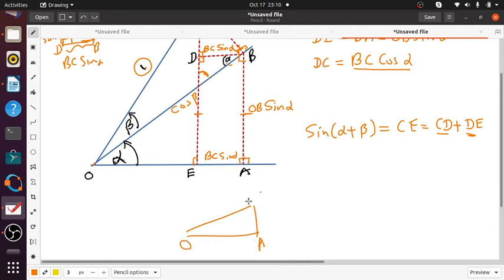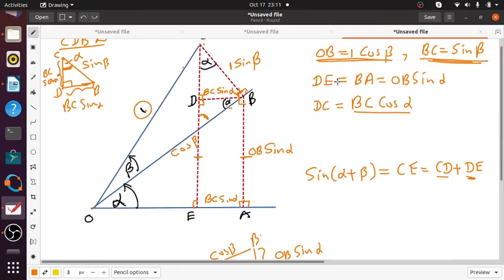This is OAB, a right angle triangle with alpha in here. So OB, you already know, is cosine of beta. If you know cos beta, how do you find AB? You know OB and alpha, so AB is OB sine alpha, then OA becomes OB cosine of alpha. I have written it down here. Now DE length is also equal to BA. Now BA can be found using the OAB right angle triangle, like OB sine alpha, right?